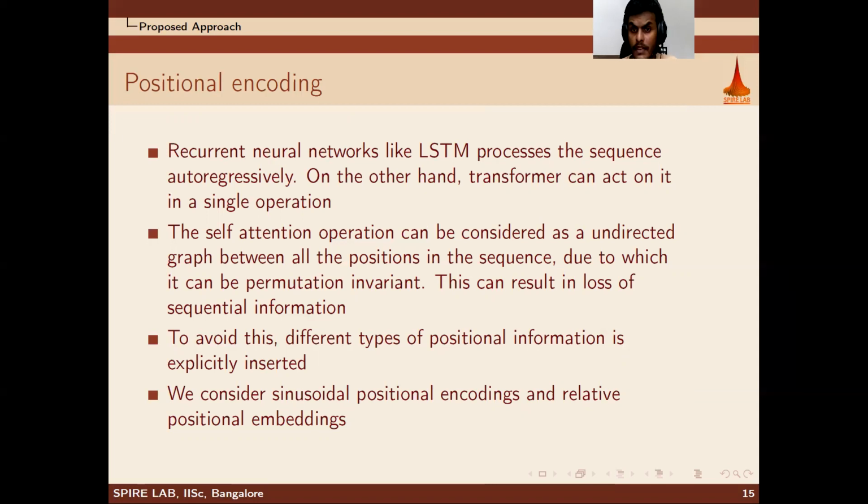The self-attention can be considered as an undirected graph between all the positions in the sequence, and due to this, it is permutation invariant. And this can result in a loss of sequential information. So in order to avoid this, different types of positional information are explicitly inserted. We considered sinusoidal positional encodings and relative positional embeddings.